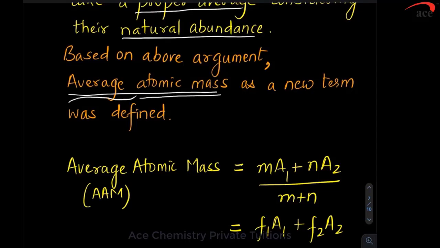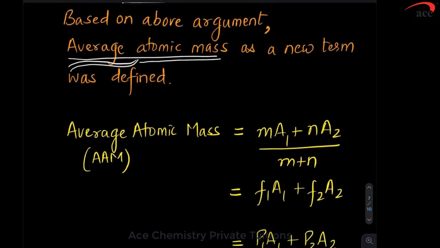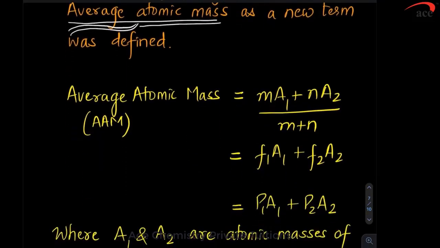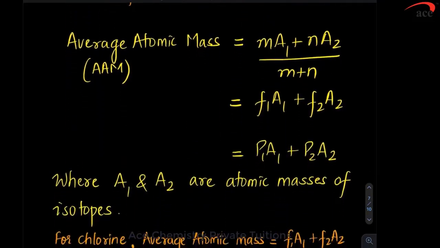The question is, when is this term average atomic mass introduced? It is introduced whenever you have isotopes. Which elements of the periodic table have isotopes? The answer is all elements. That means, in short, for all elements you should use the term average atomic mass.